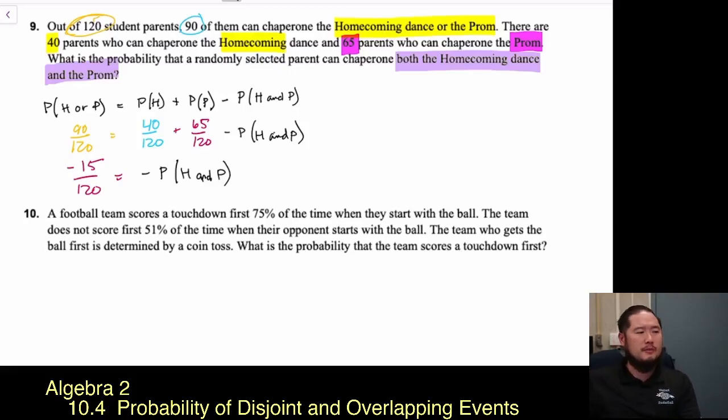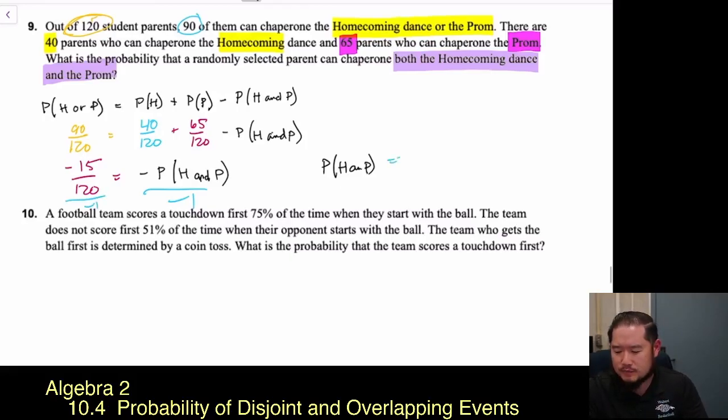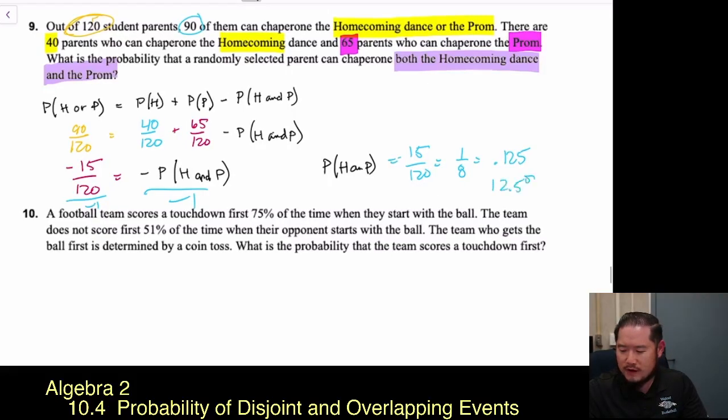So the probability of homecoming and prom. We don't want negative variables, so we've got probability of homecoming and prom. We'll divide both sides by -1 or multiply both sides by -1, and now we'll end up with a positive 15 over 120. All right, and so that right there, we can simplify that down to 1/8, and maybe you know your fractions and decimals very well, and that becomes 0.125. So if we take this as a percentage, you have a 12.5% chance of selecting a parent that could do both right here.